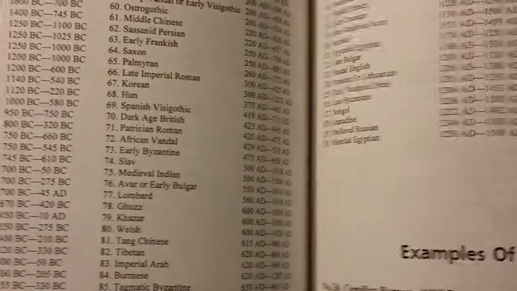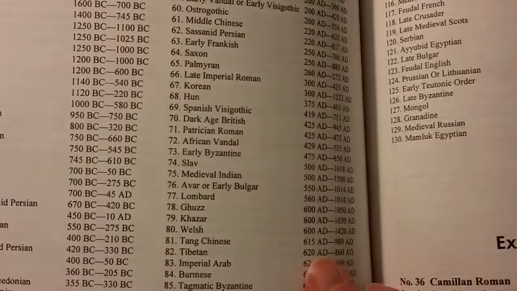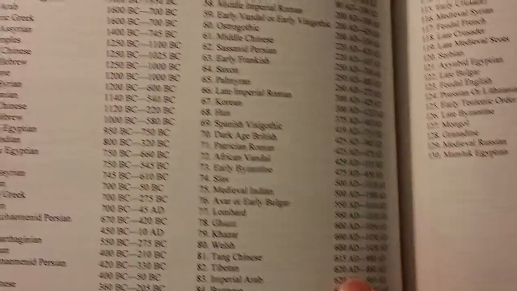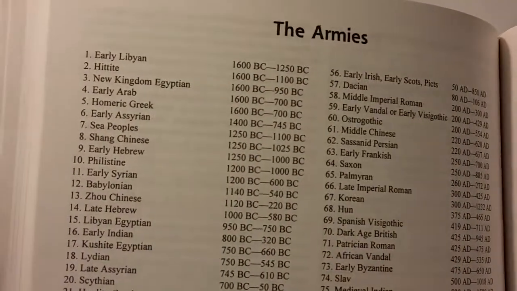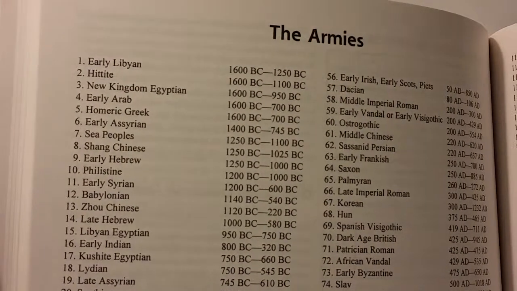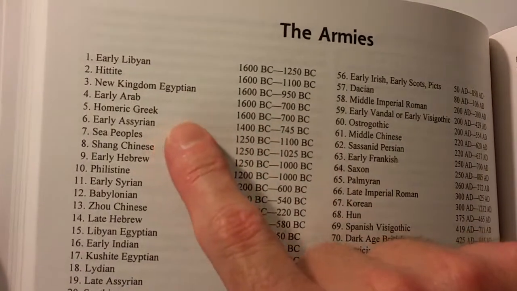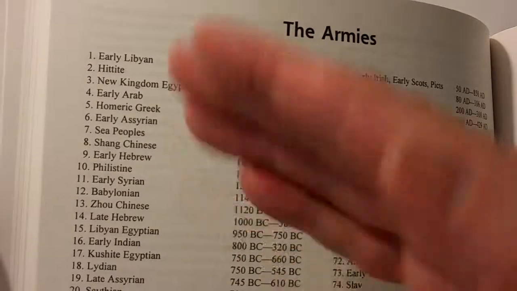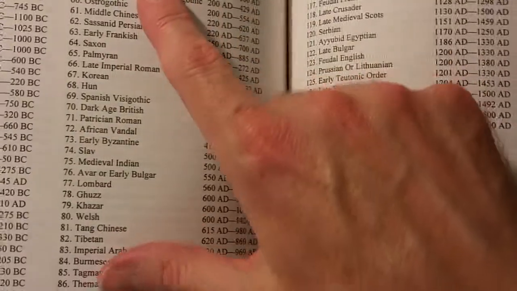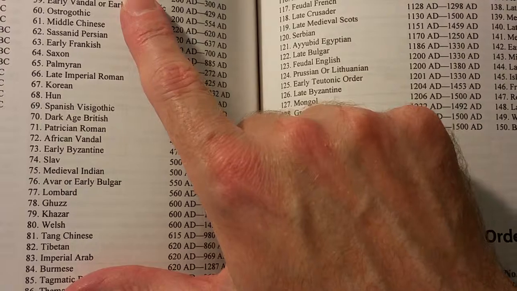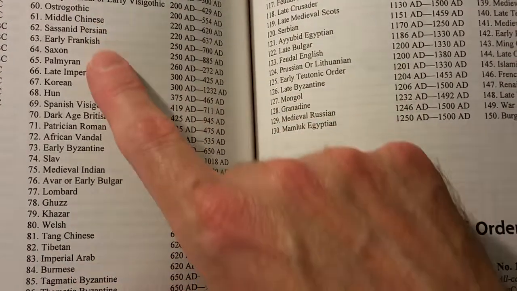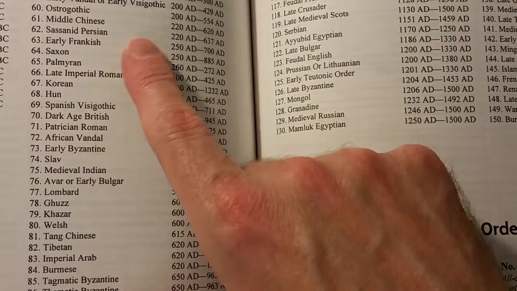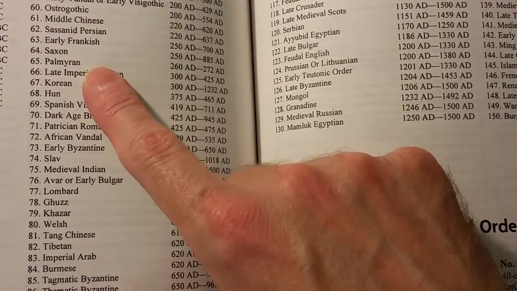and we are talking, as you would expect in a rule set like this, just to start at the very beginning. With time spans as well. Early Libyan, Hittite, New Kingdom, Egyptian, early Arab, Homeric, Greek, early Assyrian, Sea Peoples, etc. All the way up to early Irish, early Scots, Picts, Ostrogothic, Middle Chinese, Sassanid, Persian, early Frankish, Saxon, so forth.